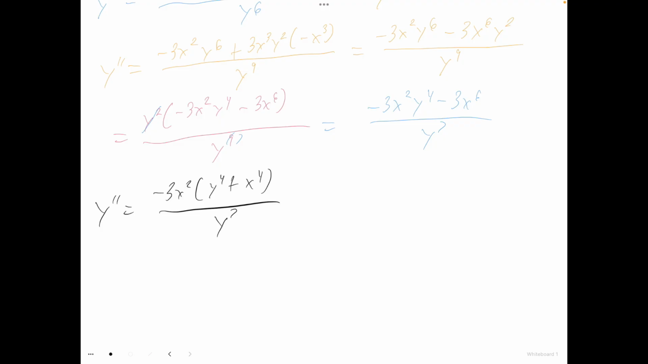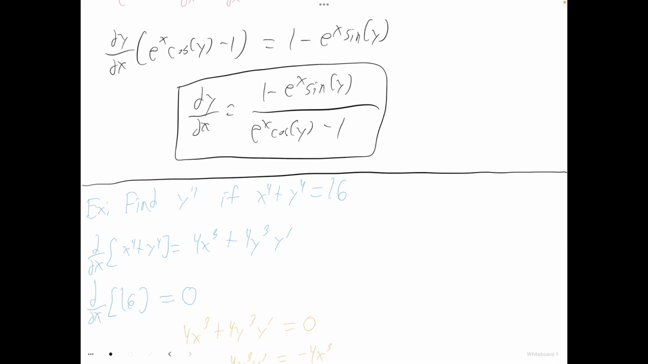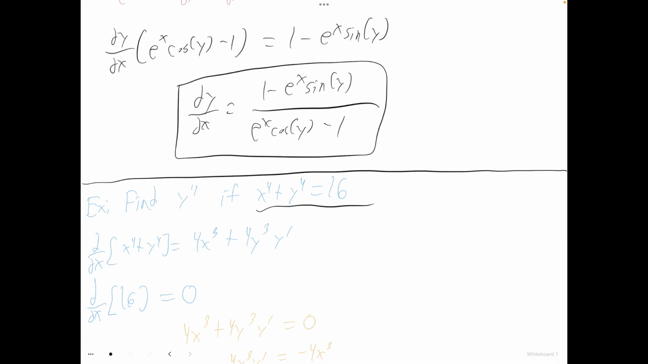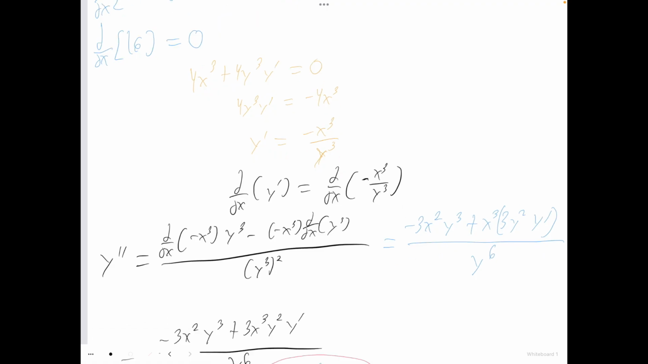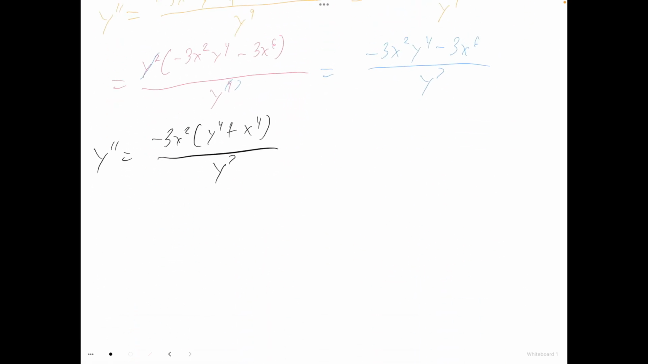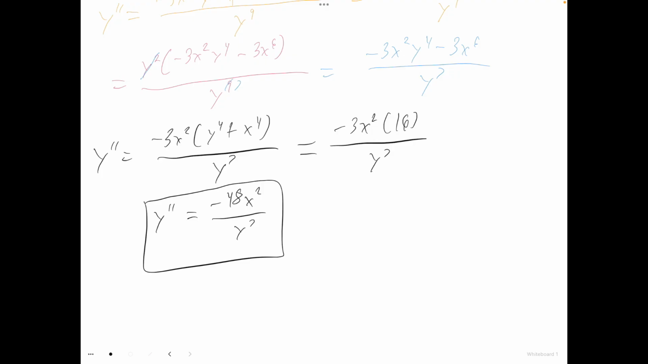And now, you may or may not remember, but we actually know what x to the fourth plus y to the fourth is. Remember that x to the fourth plus y to the fourth is 16. That's just the expression that we had to begin with. And so we're just going to plug 16 in for it, because that's what it equals. So this equals negative 3x squared times 16 divided by y to the 7th. And so we get then that y double prime is equal to negative 48 x squared over y to the 7th. And so that then is our second derivative.